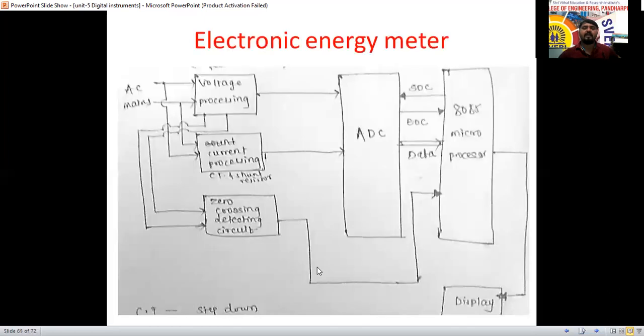Next we will go for the electronic energy meter. See here, this is the electronic energy meter. Today everyone has an electronic energy meter at home, don't they? Yes, sir. I'll give one example. I don't know how many of you have observed that in an electronic meter, after one unit a light blinks. Have you seen that? Yes, sir.